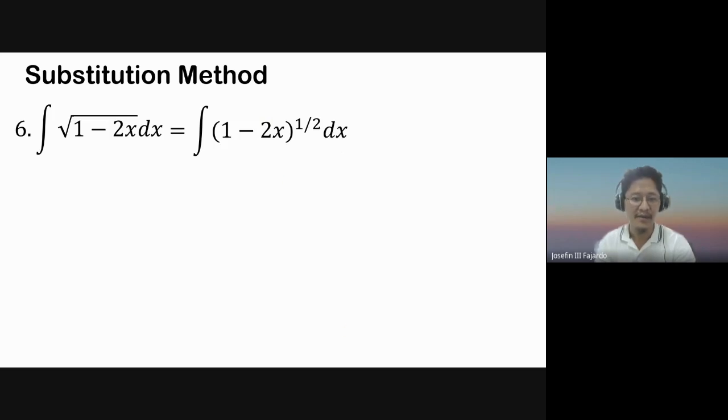Now, when I let u, for example, be this base, 1 minus 2x, and I get the derivative of both sides of this equation, I will have this, right? Tama ba yan? Malino ba ito?